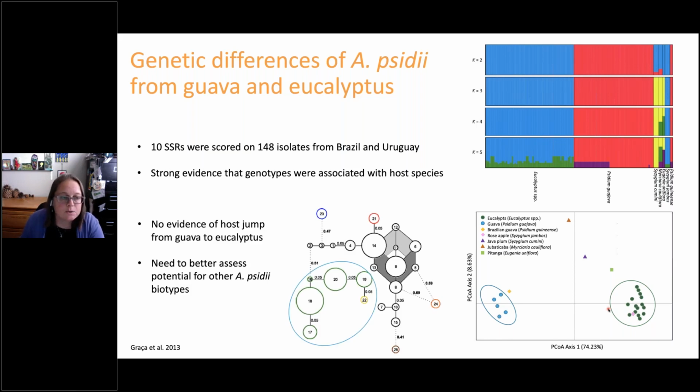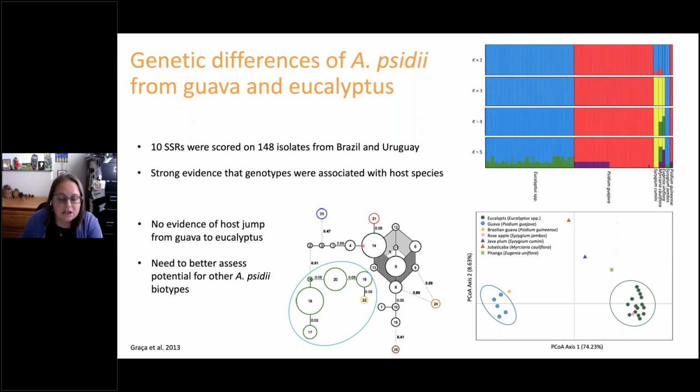The other question they wanted to ask was whether or not there was a host jump from guava onto eucalyptus, and if somehow these different genotypes were related. So they produced a minimum spanning network, which allows us to look at how the different genotypes are related to each other. I'll just describe this first. Each circle represents a genotype. The size of the circle tells us how many individuals have that same genotype. And then the bars look at genetic distance. They color coded the different circles: black was eucalyptus, and green was guava.